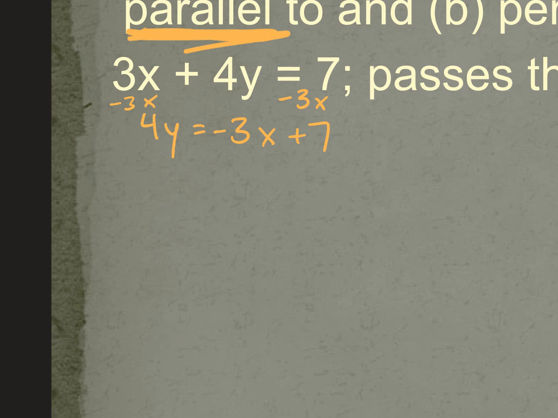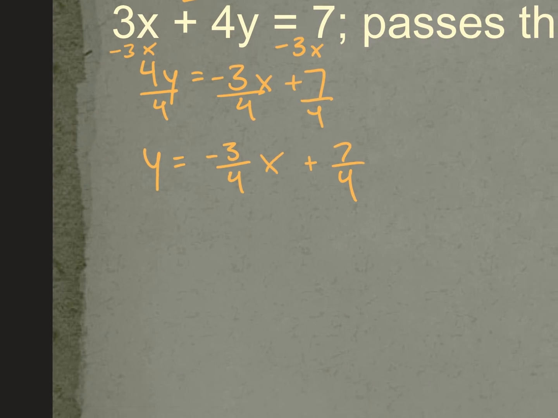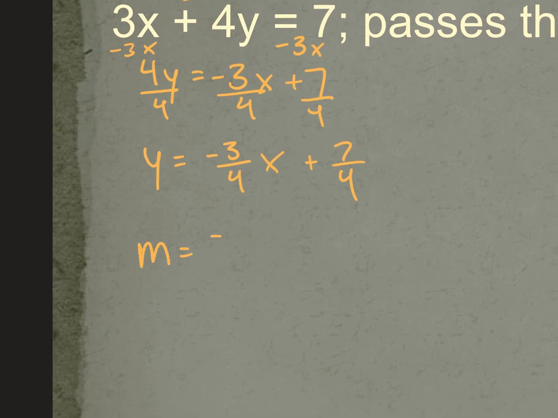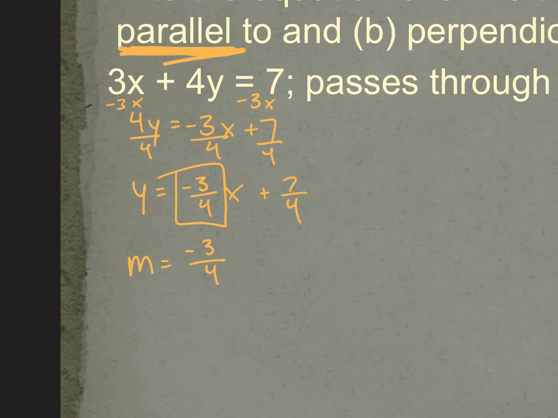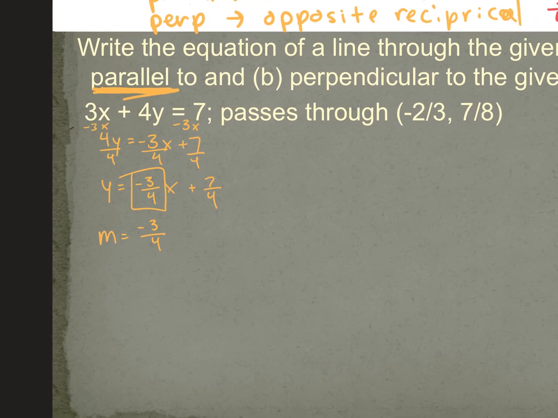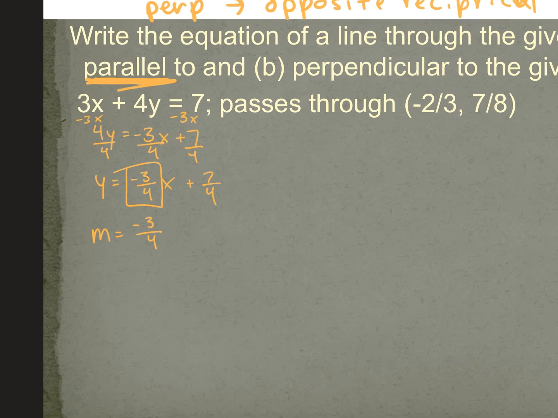What would I do next? Divide everything by 4. So y is equal to negative 3/4 x plus 7/4. So what's my slope here? Negative 3/4. This is my slope. The rest of it doesn't matter. All we care about is the slope here. So my slope of the line that's parallel to this one is going to have the same slope.